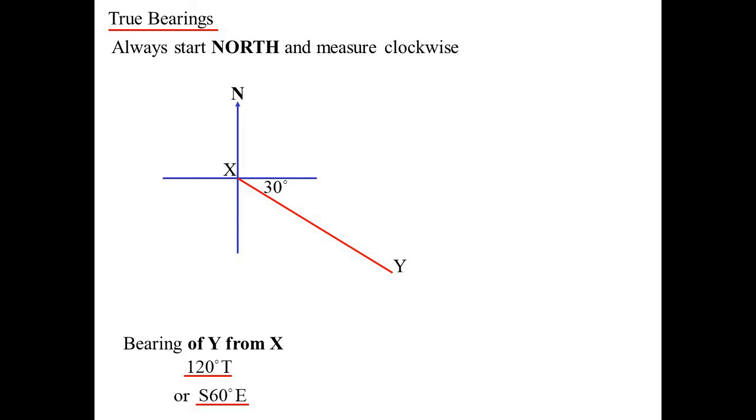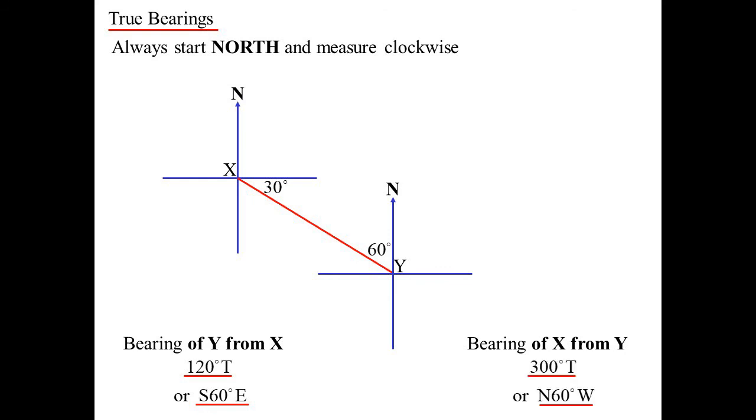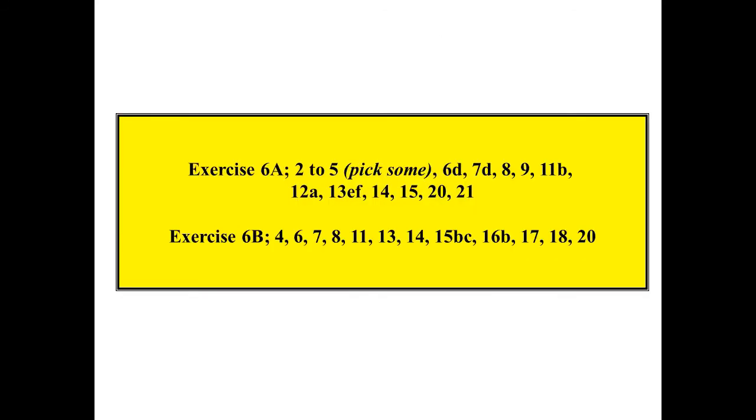If I did it as a compass bearing, we could still do it that way. But again, we would start at the main one, which in this case would be south. And how many degrees did I then go to the other one? So south, 60 degrees east. I could do it that way. If I wanted the bearing of X from Y, well, now I put the compass at Y, a little bit of geometry, I could work out that's 60 degrees. So my bearing, start at north, go clockwise, would be 300. Or north, 60 degrees west. Yeah, 2 to 5, pick some.